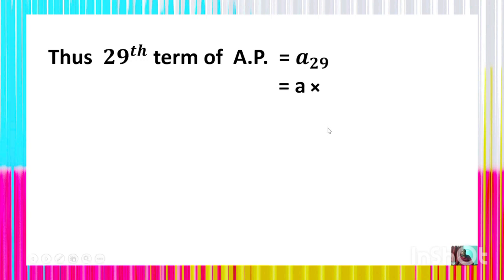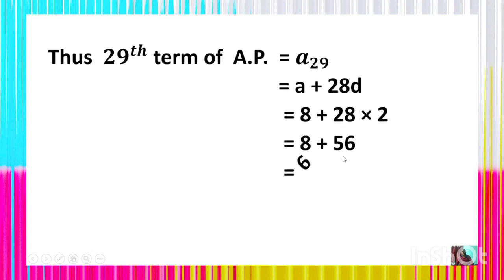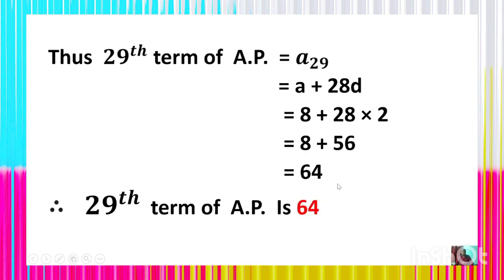Now we have to find out the 29th term of the AP, which is A29. What is the formula? A plus 28D. So now putting the values of A and D, we get 8 plus 28 into 2, which is 8 plus 56, which is 64. Thus we get the 29th term of the AP, which is 64.